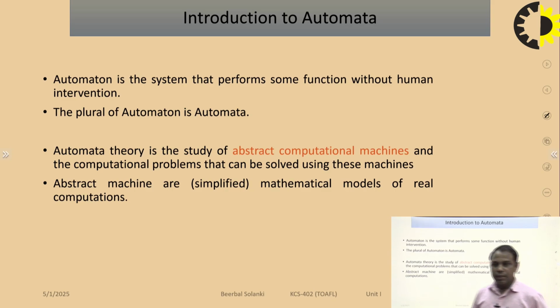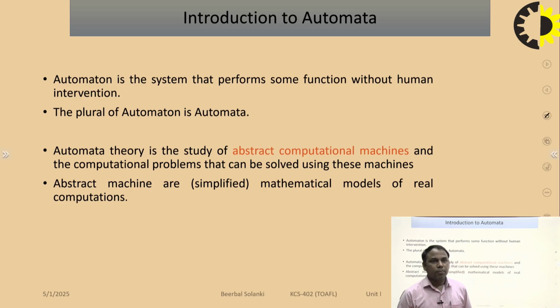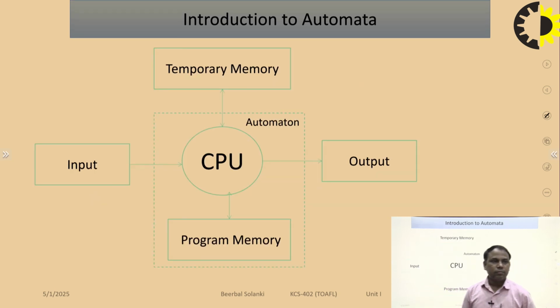The automata is the basic mathematical model. Here we discuss some important points. The automata is a system that performs some basic function without human intervention. The plural of automaton is automata. And this is the basic concept, then we can understand how to operate it.